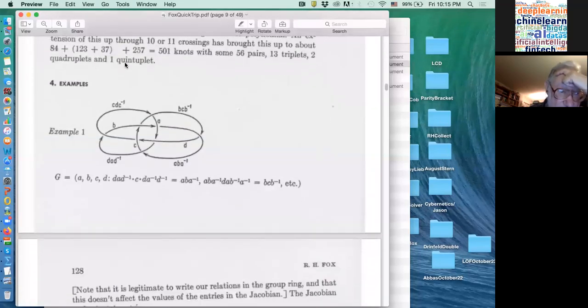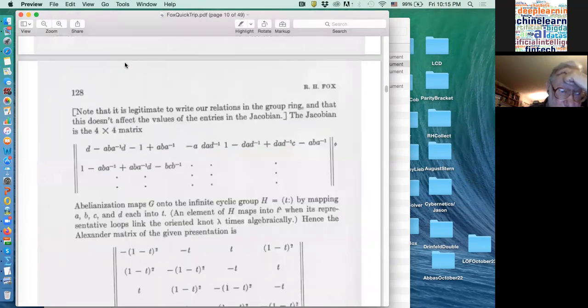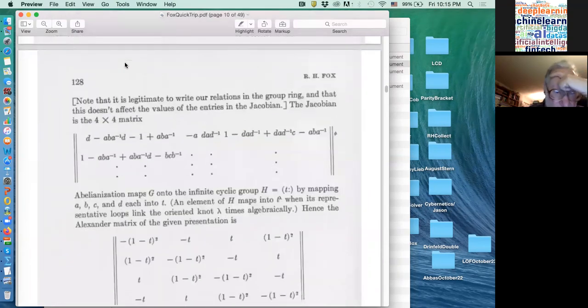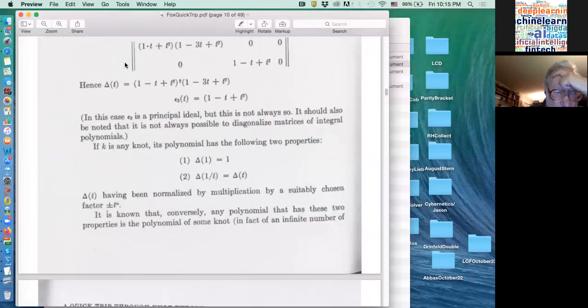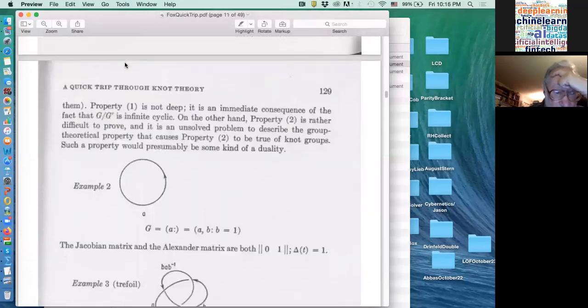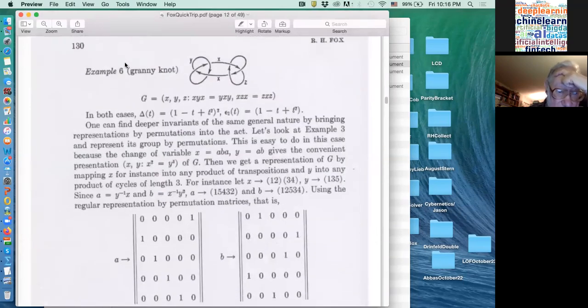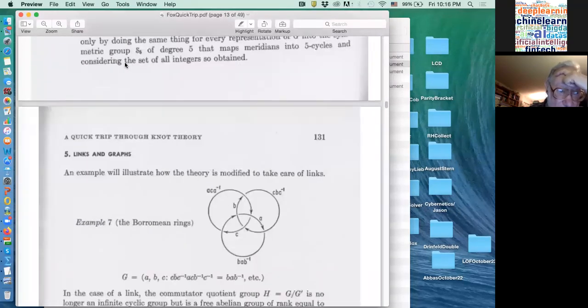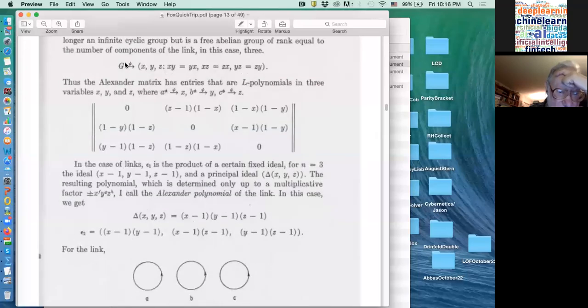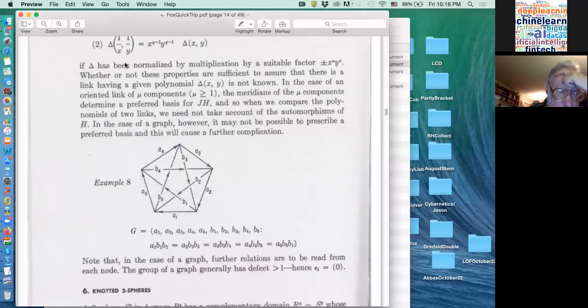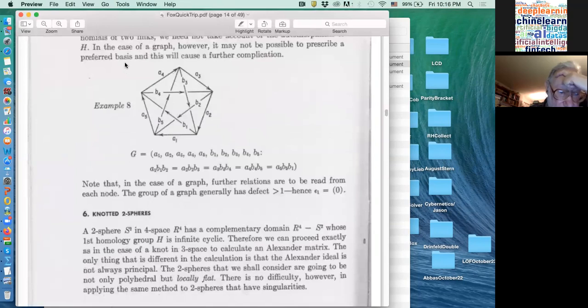Then he gives a series of examples. And so you have this wonderful collection of examples. Here is a knot. Here's the fundamental group of that knot. Here are the matrices that will give rise to the Alexander polynomial, and here's the computation of the Alexander polynomial, other examples of knots and computations for them, some cases of links and graphs, and their fundamental groups and so on.